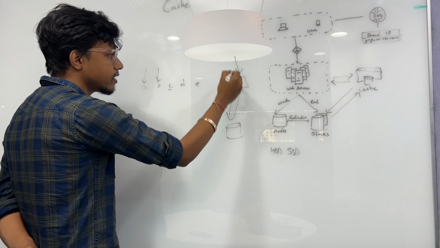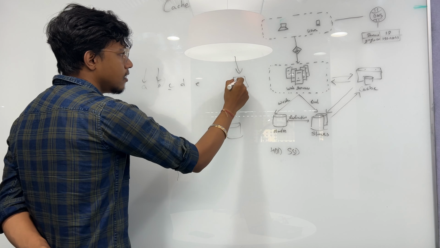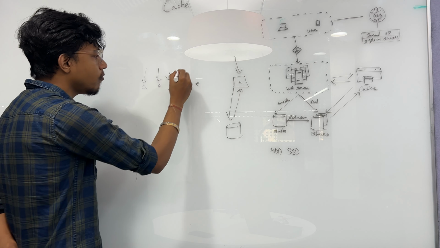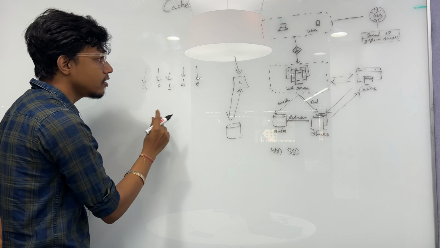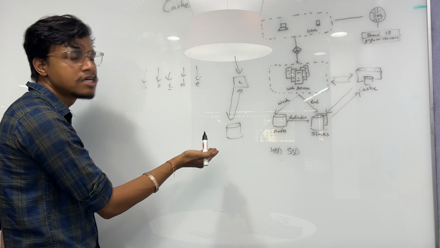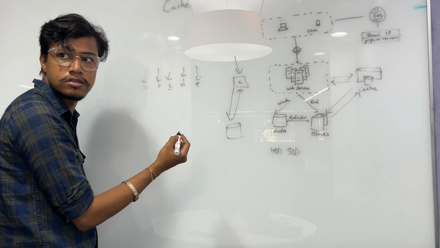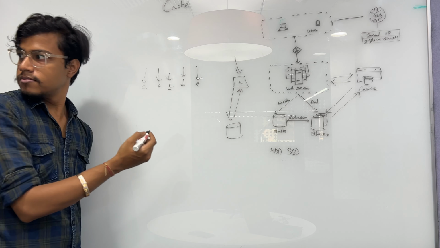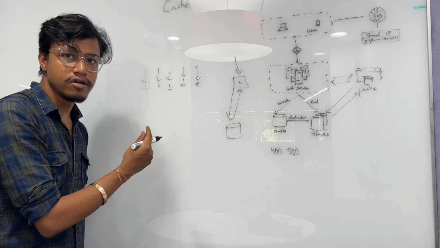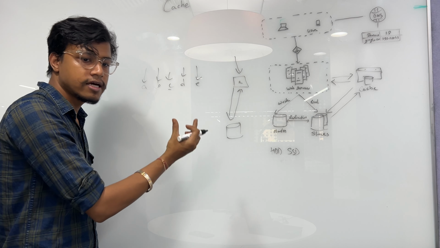Similarly C will come here, then D, then E, and then again A. So we have a very uniform form of data querying happening here, and you can see that every time we query data, the database is being hit. So the actual use of the cache here is not utilized.